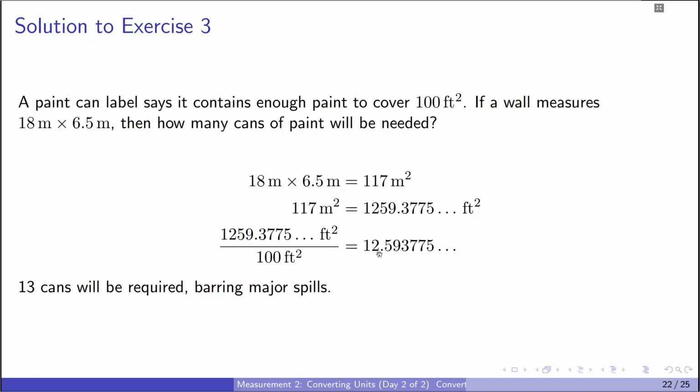So if you do this without spilling, you'll do 13 cans, and that last one will have a little less than half of the can left. If it came out to 12.1, we would still round up to 13, otherwise you'd end up a little bit short.